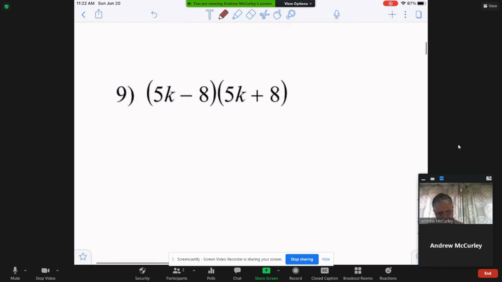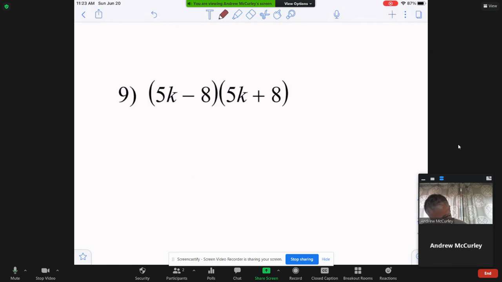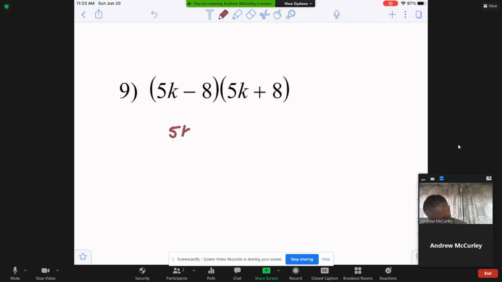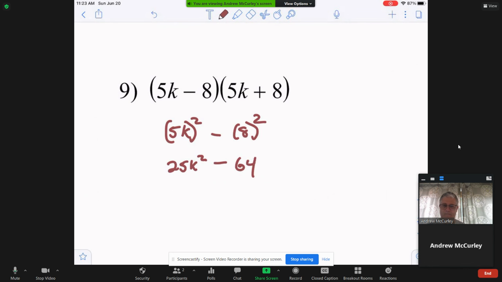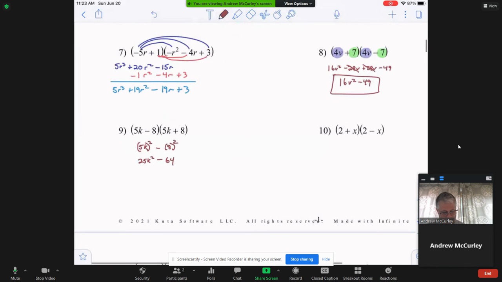Let's go on to the next one. I know these are conjugates, 5k, 8, minus, plus. So I don't even need to do the other part. I can just say, okay, this is going to be 5k squared minus 8 squared. You don't even have to write this, I'm just writing it so I know. It's got to be a minus sign in the middle, right? So this is going to be 25k squared minus 64. That's it, that's my answer. You don't have to mess around with that. But recognizing that pattern is so important.